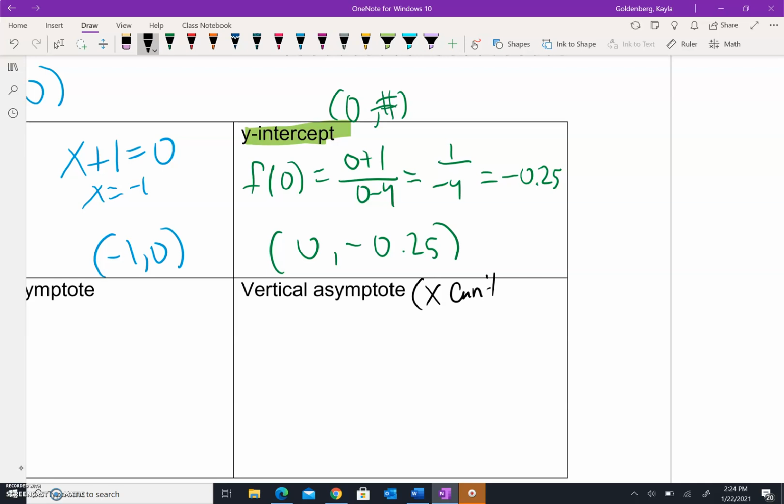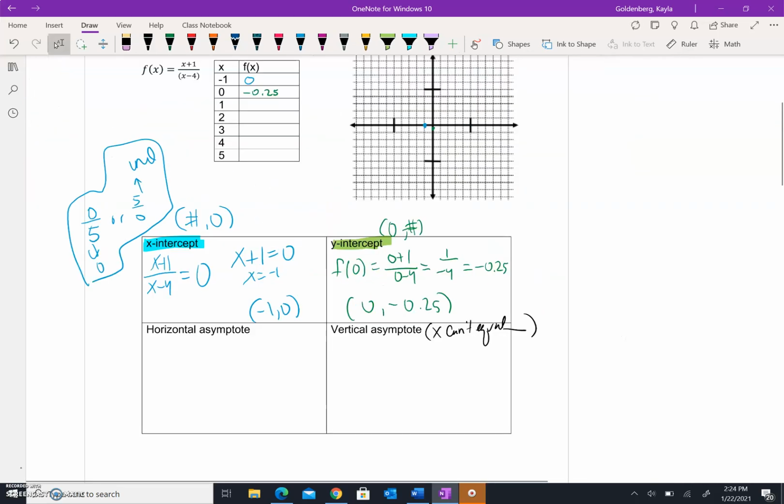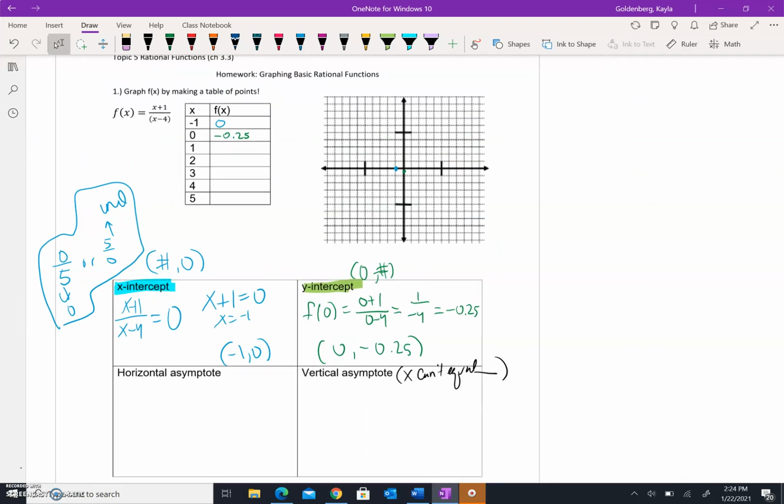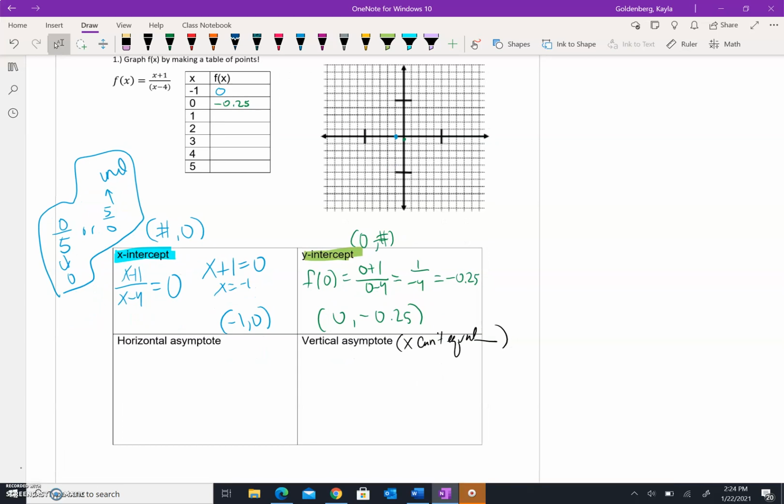X can't equal blank. Now let's look at our fraction. I've got (x + 1)/(x - 4). The x value that I can't plug in is a 4. If I plug in a 4, that's going to really mess things up. So the question is, what would make a number over 0, which is undefined? We're not allowed to do that. So when is x - 4 equal to 0? When x is equal to 4.